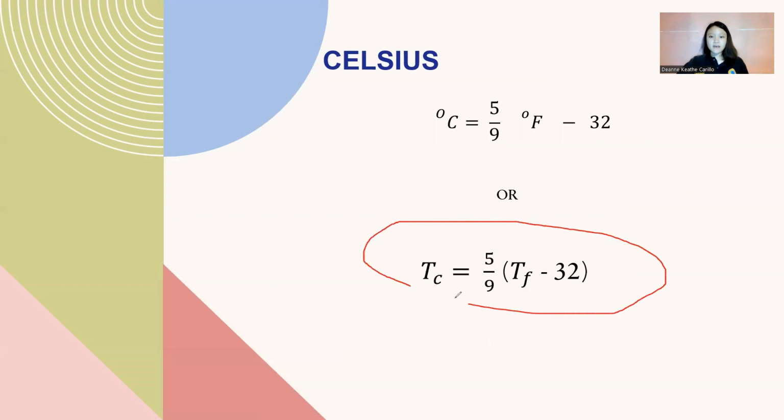Let us be reminded na ito ang formula na dapat nating gamitin para makuha ang conversion ng Celsius. So, ang formula na ito ay gagamitin natin para makuha ang Celsius scale, or yung conversion ng Celsius galing sa Fahrenheit. Fahrenheit to Celsius. So let's proceed to the examples of Celsius.